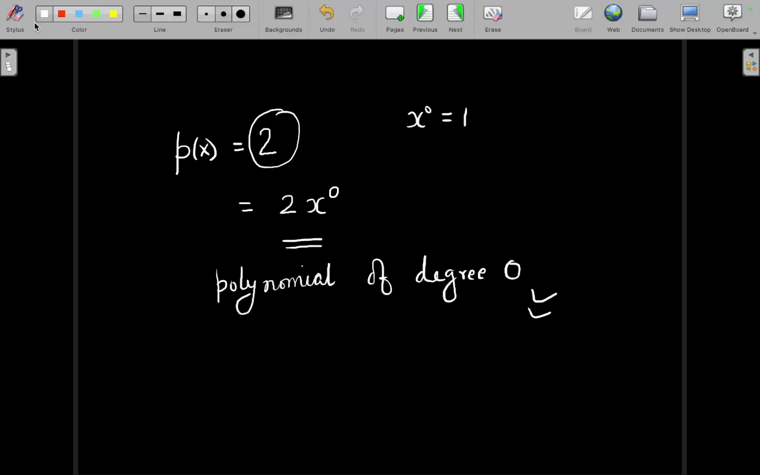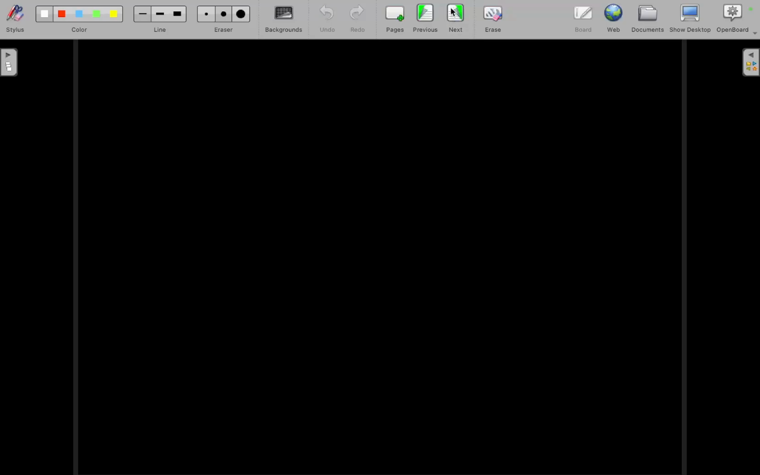So let's actually work through two examples, and I would like to take the examples from your book itself, from your class 10 book. So I'm right now opening your class 10 book, and there is a very important topic in your class 10, which is the division of polynomials. So I'm just taking an example from here.